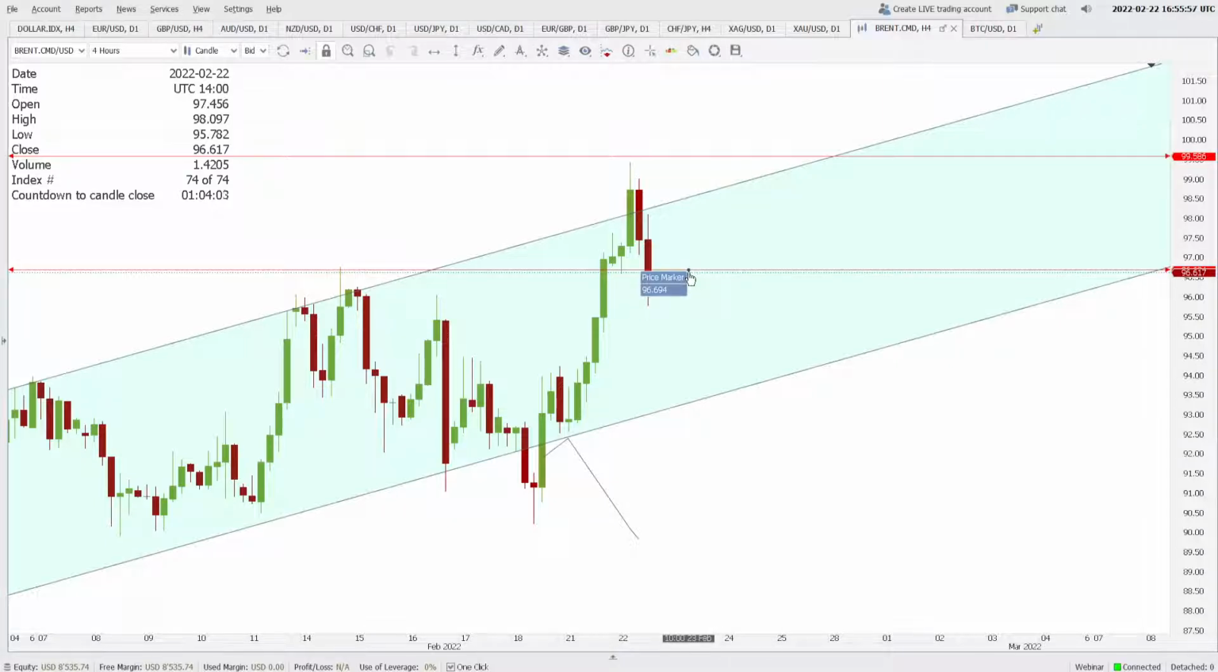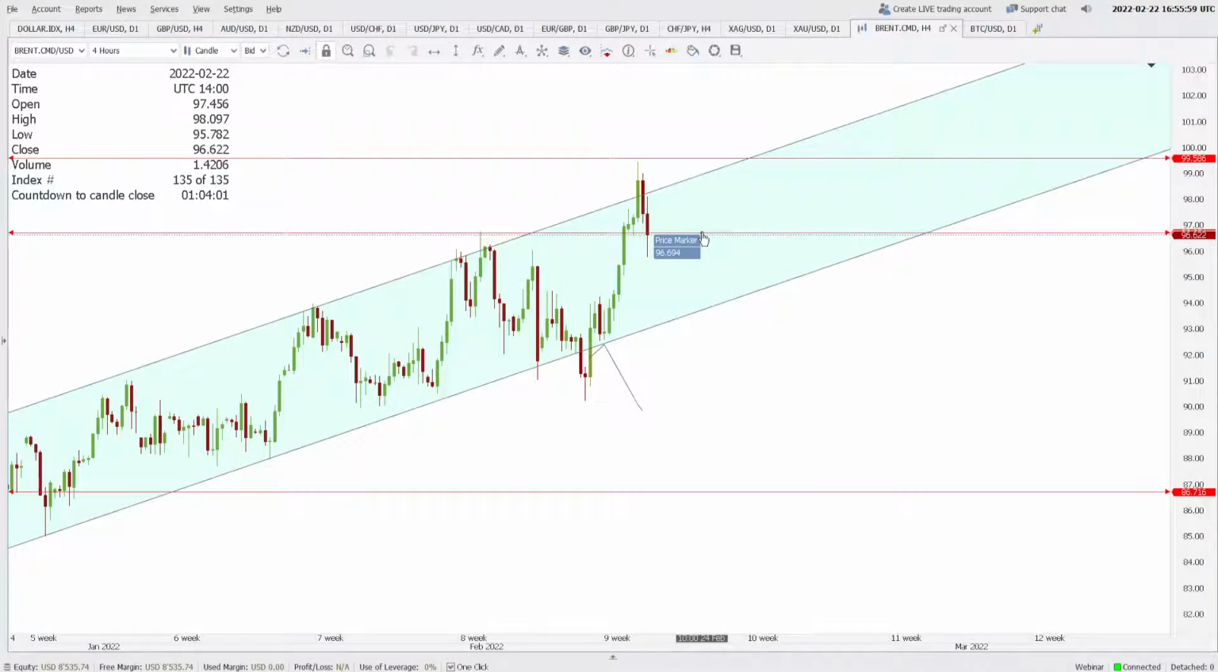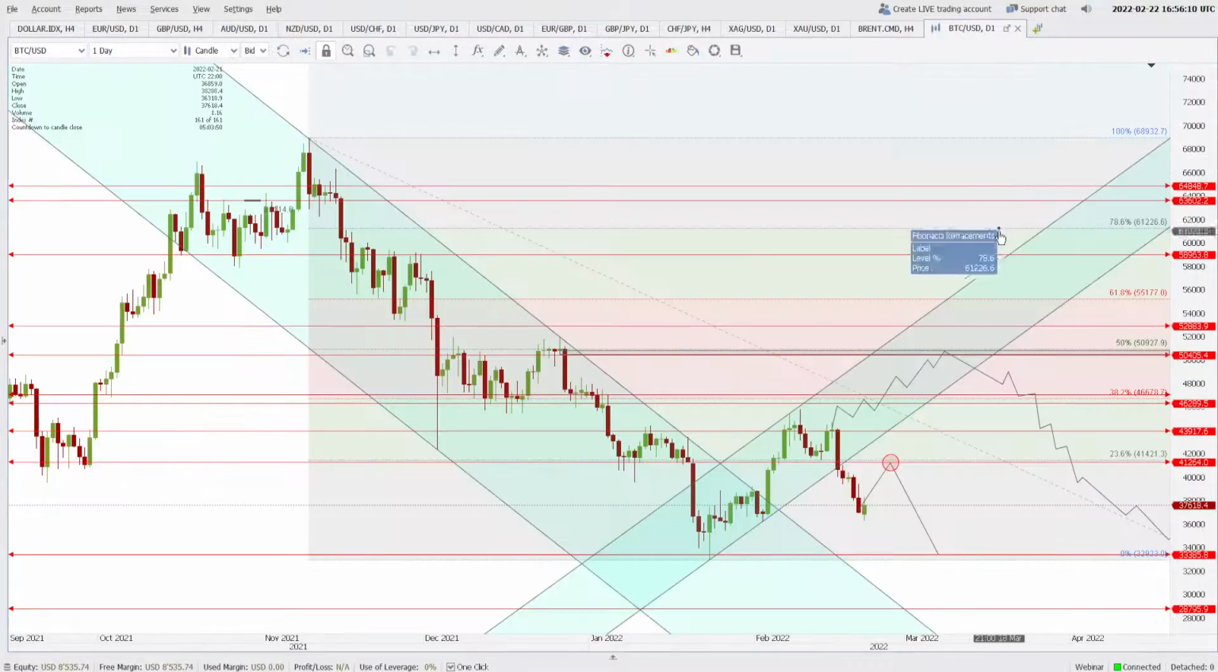Immediate resistance is 96.69. If the price closes higher than 96.69, then the next resistance is the 99.58 area. If we see a close below 96.69, the next horizontal support is very far, around 86.71 in the Brent.